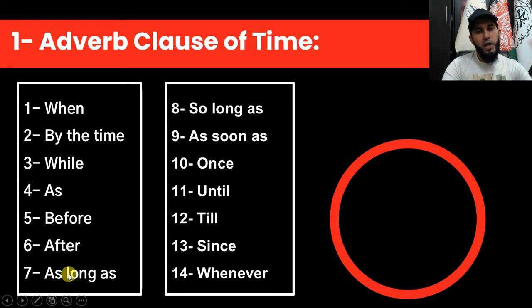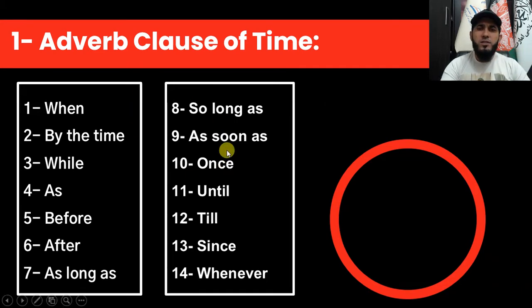After means later than. As long as, I mean, these words will appear again in another type of adverb clause, but here I'm talking specifically about adverb clause of time. In adverb clause of time, as long as and so long as have the same meanings. I would say as long as could be somewhat more formal, and so long as is commonly used in spoken English. As long as means during all that time. As long as you watch this video, you should pay close attention. As long as you are a student of this academy, you have to follow the rules and regulations.